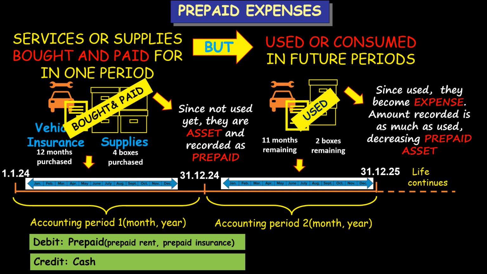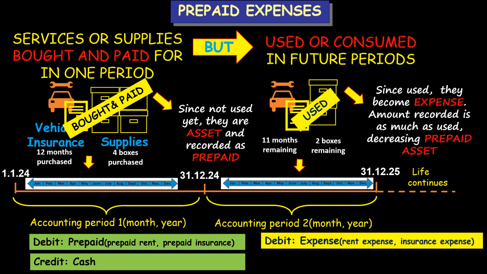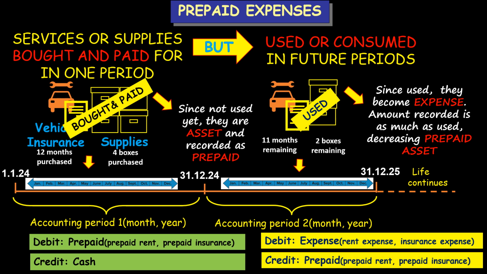In period 2, when these services or supplies are used, for accounting purposes, anything that is used becomes an expense. An expense is a debit. So in period 2, the business will debit expense. But the proper word they will use is whatever service they have used. So since in this example insurance is used, they are going to say debit insurance expense. And they will credit the prepaid so that they can update the balance of the prepaid account also. The second one is, by the way, an adjusting entry.